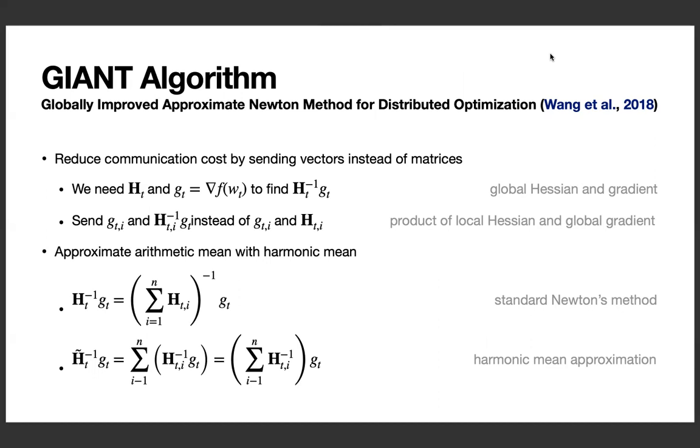In standard Newton's method, individual local Hessians are aggregated to find the true global Hessian, which is the arithmetic mean. But in GIANT, we are technically aggregating the inverse of Hessian. And the approximation H tilde is essentially a harmonic mean. Therefore, the essence of GIANT is to approximate an arithmetic mean, which is the true global Hessian, with a harmonic mean.